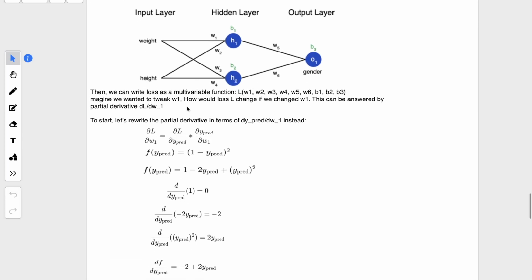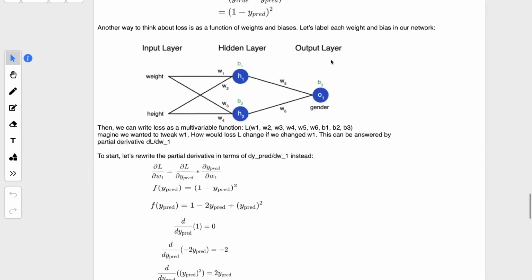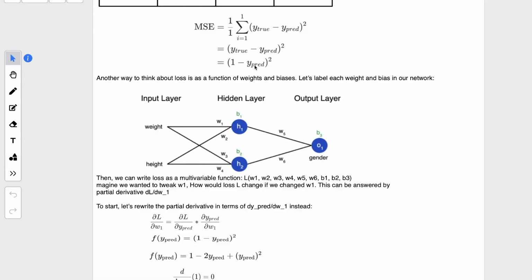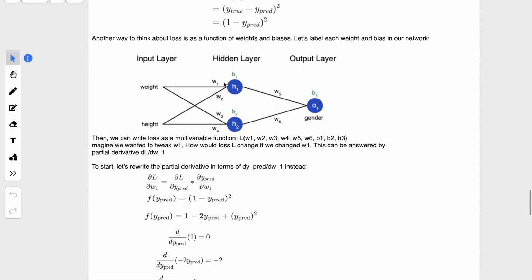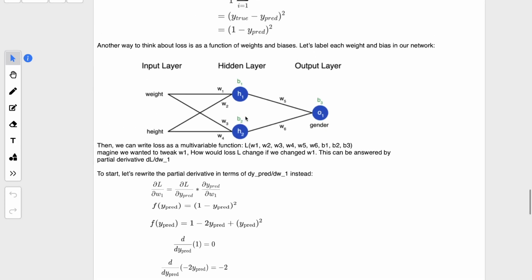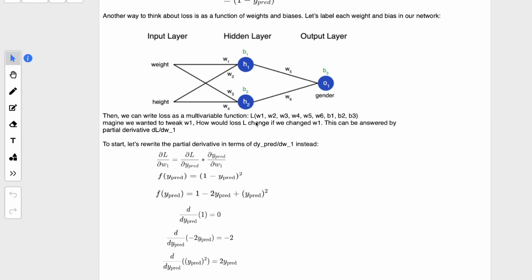Then we can write our loss as a multivariable function, right? Because our loss depends on all these inputs. First, weight and height are passed to the hidden layer along with the weights and biases. Then the output is passed to the output layer along with these weights and the bias. And whatever output we get, we pass it to this function and we get our error. So our error indirectly depends on all of these inputs as well. Our loss is actually a multivariable function of all these weights and biases, and we have to update them accordingly based on our error.